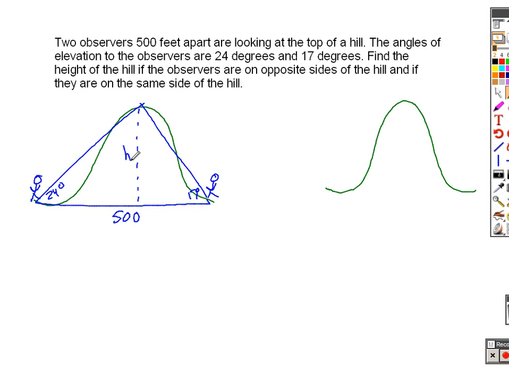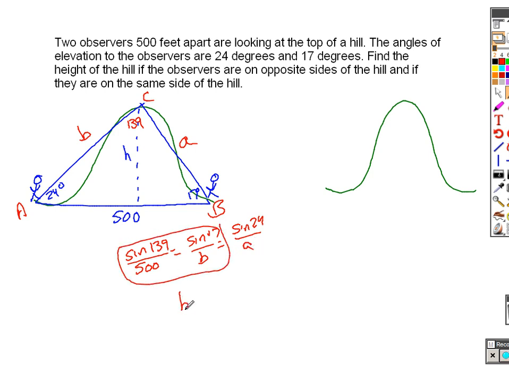So what we'll do for this triangle is we would find the top angle needs to be 139 degrees to the top of the hill. Again, I'm going to name it A, B, C. I want to say that sine of 139 over 500 is going to equal, I can either say sine of 17 over B if I want to find B, or if I want to find A, it doesn't matter which, I could have said equals sine of 24 over A. I'm just going to say I solve for B. When I do that, I should get B equals 222.8.